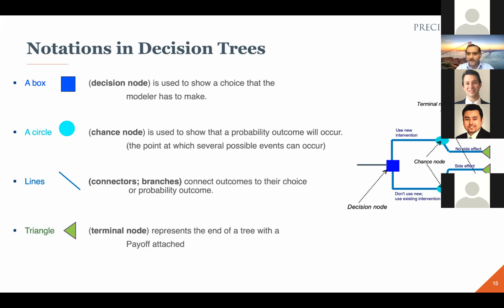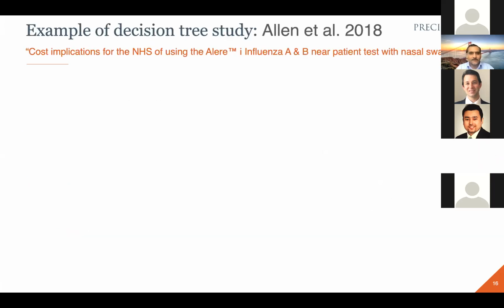Important to note here is a decision node versus a chance node. This is a very beautifully written paper by Ellen et al., 2018, and we are also taking this study into account in our current work. The title is about the cost implication for the UK NHS, National Health Services, I think, of using point of care testing for influenza A and B.